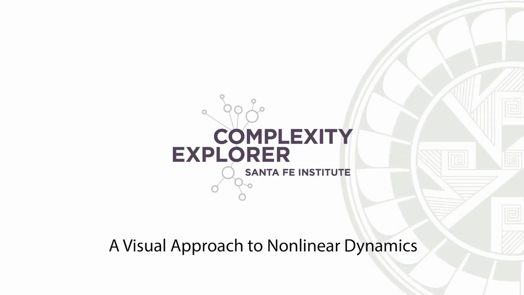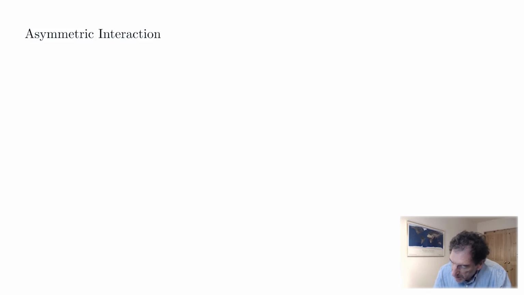A second example of the genre is the case of asymmetric interaction. So again, we have two species that live in an ecosystem, but one species helps the other, whereas the other species hurts the first one. So this can be embodied by the following equation of motion.